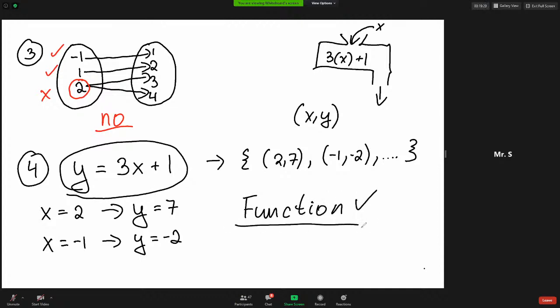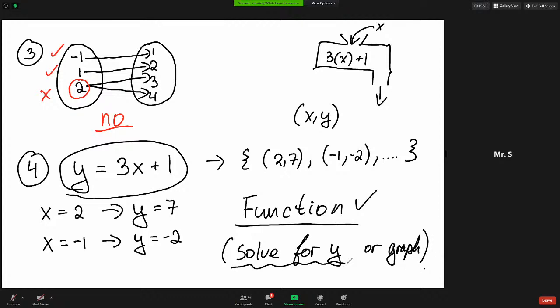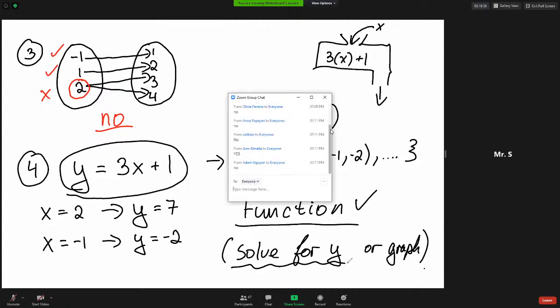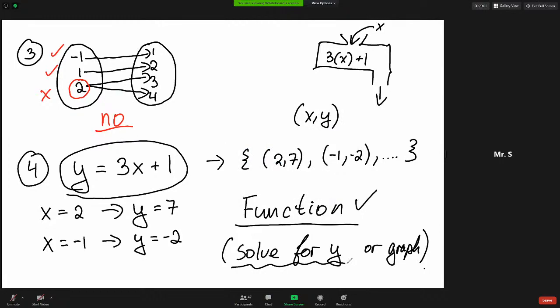And when you're given an equation, in order to check if it represents a function, the easiest way is to solve for y, or, and that's going to be more so for the next lecture, graph. For now, we will concentrate on solving for y, because once we've solved for y, we can much easier see if we can get multiple outputs from a single input, just by remembering our algebra and how to solve things for y. In this case, it was already solved for y. It didn't really have to do anything.